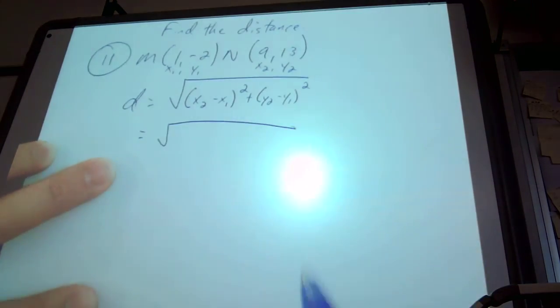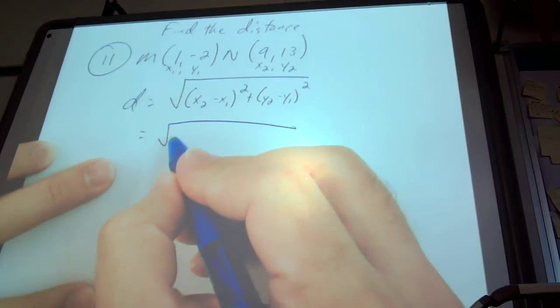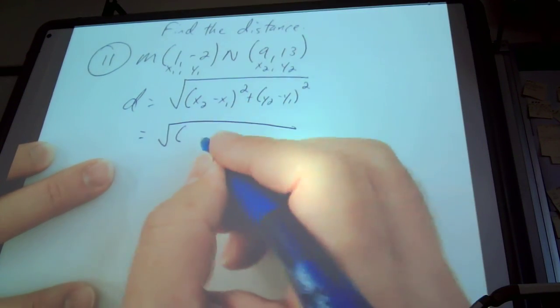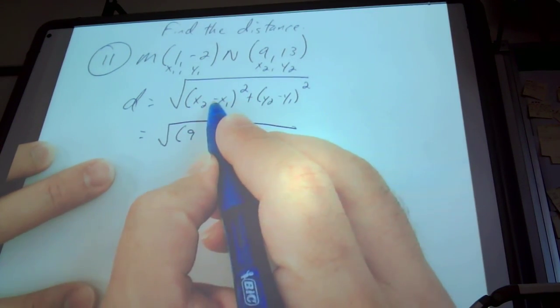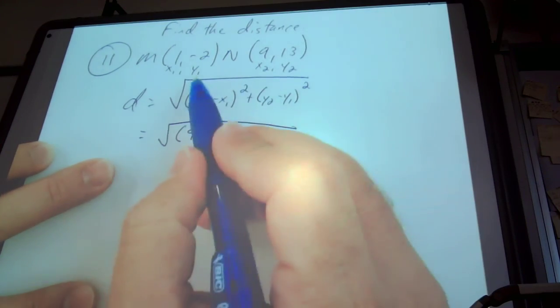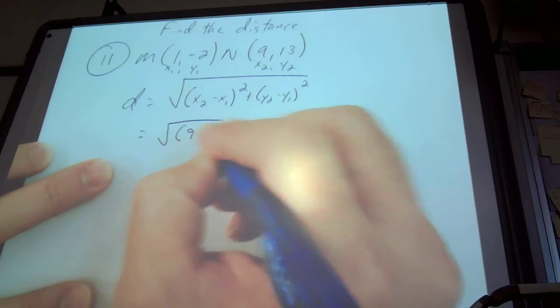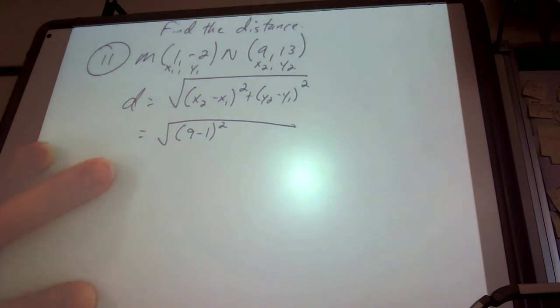Let's plug it in. So here's how it works. The formula says square root of, open parentheses, x2. Well, what did we say our x2 was in this one? It's a 9. Then the formula says minus, so I'll put my minus sign. Then it says to plug in x1. What is my x1? 1. Close it, square it.